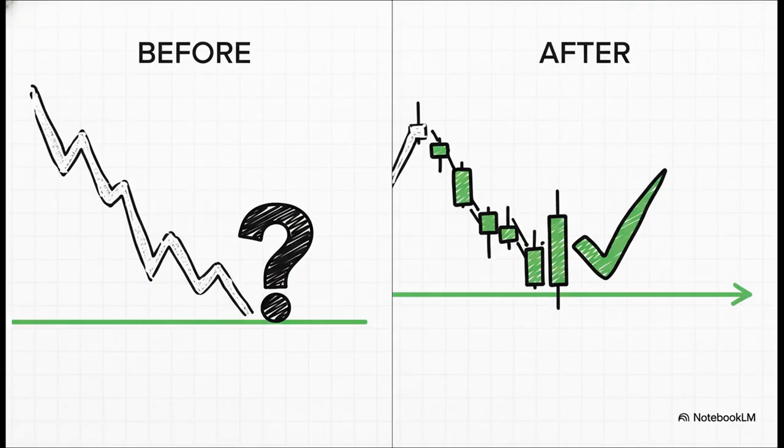And this is absolutely crucial. So please remember this. You never, ever enter a trade just because the price touched the line. You have to wait for confirmation. You need to see the market react. Look for a candlestick pattern, something that tells you, hey, other traders see this level too, and they're buying. That's your green light. It confirms the market agrees with you.